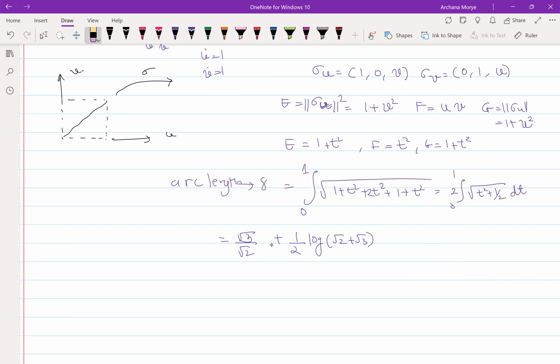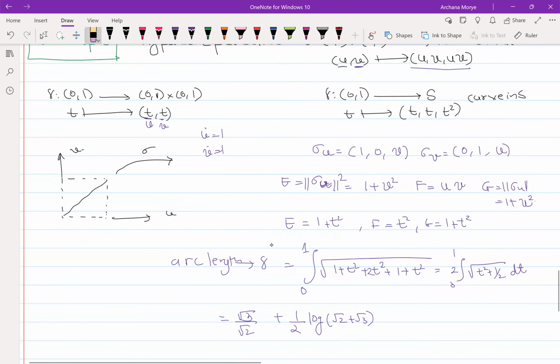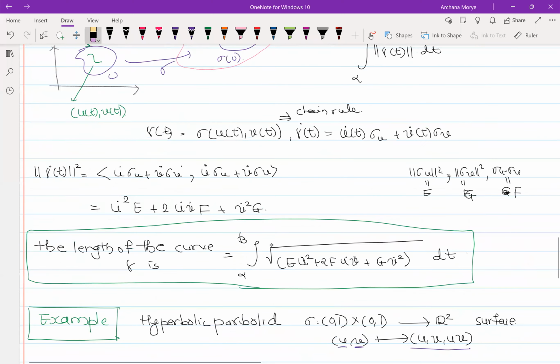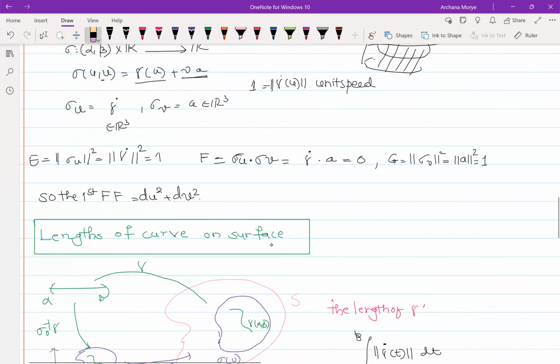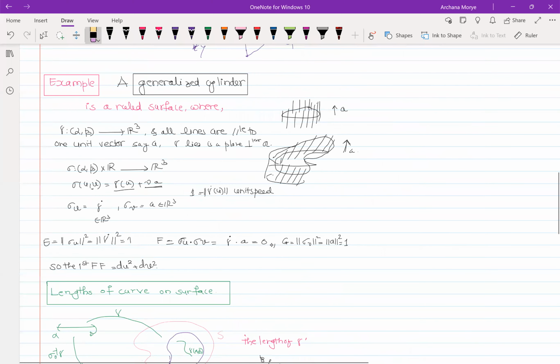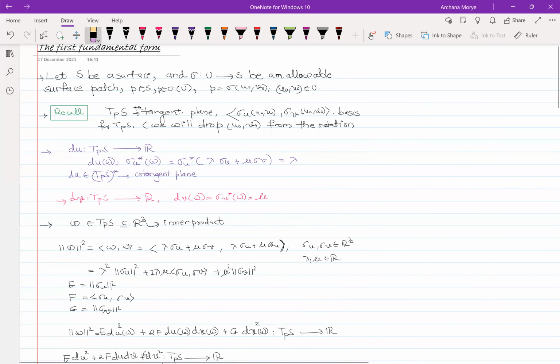Right. So now, this is the first section of 6.1. In that, two things we learned so far: what is the definition of the first fundamental form, and then how to calculate arc length from it.